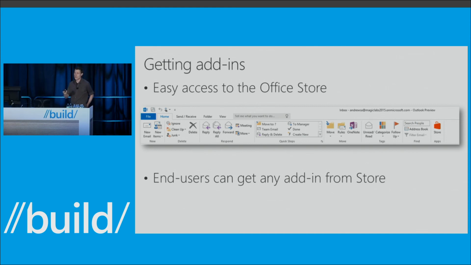If you build your own add-in and you want to go to your friend in your company and you say, hey, try this thing out, here's a manifest, they can just go into their mailbox and install this add-in for themselves and try it out. So not only can users get any add-in from the store, but they can also get any add-in that's built in-house, any line of business add-in that's built in-house, for themselves.